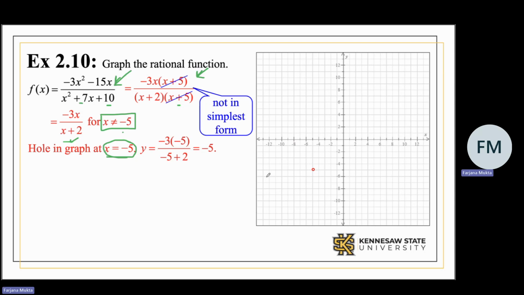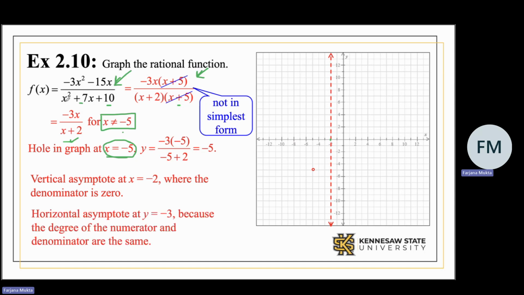So we do have a hole. Next, the vertical asymptote will come from the denominator, x plus 2 equals 0, which gives us x equal negative 2. This line is our vertical asymptote. Next, the horizontal asymptote. The degree of the numerator and the degree of the denominator are equal, and that means the horizontal asymptote will be the ratio of the leading coefficients, which is negative 3 over 1, which is negative 3. So y equal negative 3 is our horizontal asymptote. And that was our vertical.